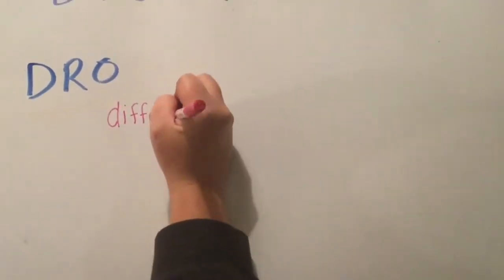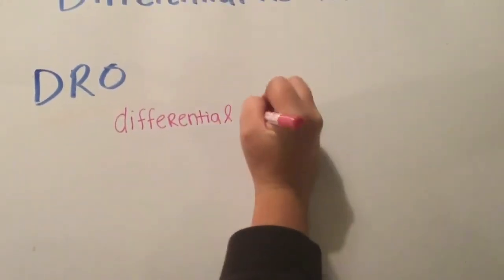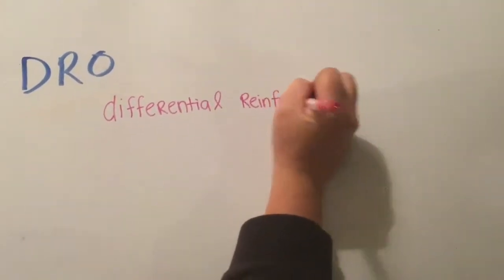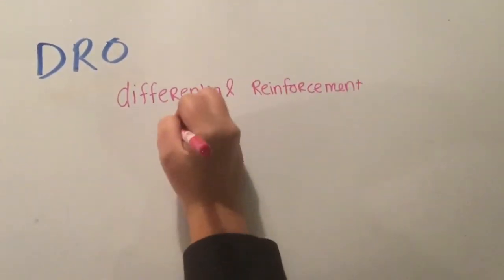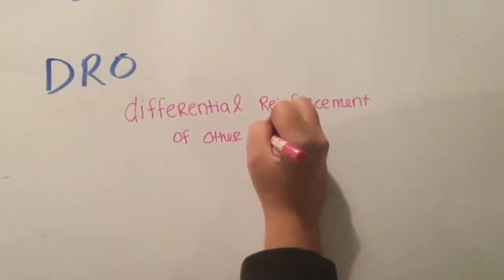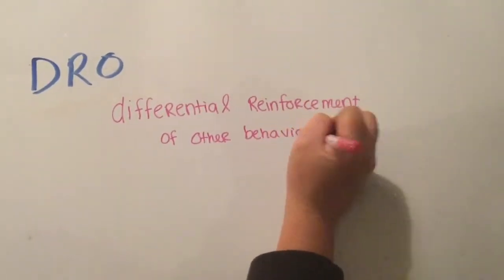Next is DRO, which is differential reinforcement of other behavior. DRO is the reinforcement when the undesired behavior is not displayed for a certain amount of time.